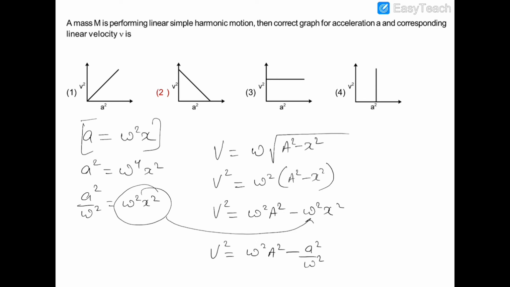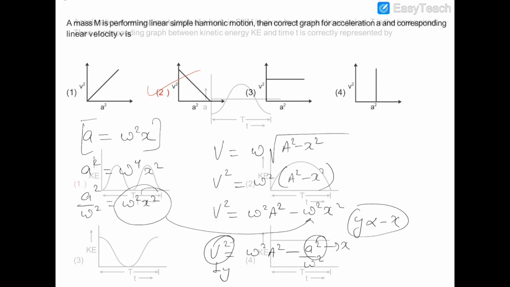So you can see that this is y and this is x. So this y is proportional to minus x. So this would be a straight line, and this straight line would be having a negative slope. So the correct answer would be option number 2. Now let's move on to the next question.